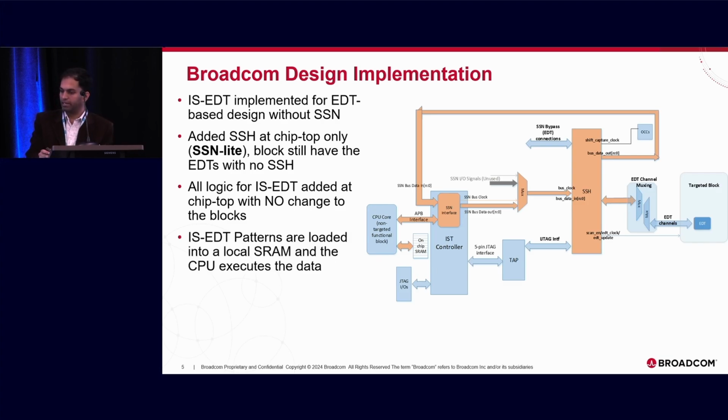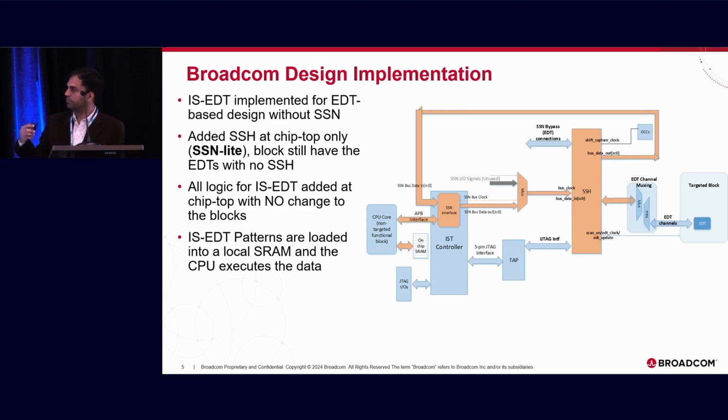Okay, so the way the data flow works here is, there is an on-chip SRAM, and there's a CPU on the left-hand side of the diagram. The CPU and the on-chip SRAM talk to the IST controller through the APB interface, and then there is a muxing, or it directly controls the SSH, which controls the EDT channel of the targeted blocks, and the data comes back in the same path.